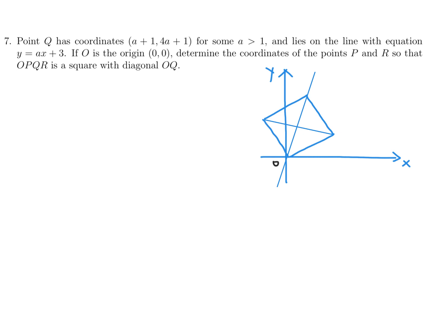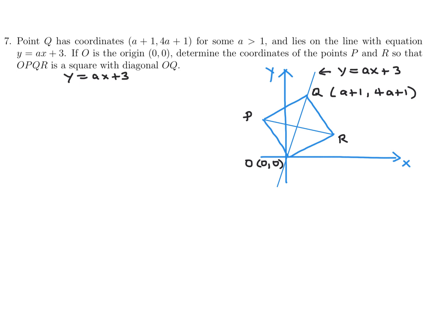Let's label this. That's the origin, 0, 0. We call it O. This is P, R, Q. And Q is given as a plus 1 and 4a plus 1. And I think that's it. Anything else they gave me? Oh, they gave me the equation of this line. This line is y is equal to ax plus 3. All right, so y is equal to ax plus 3.